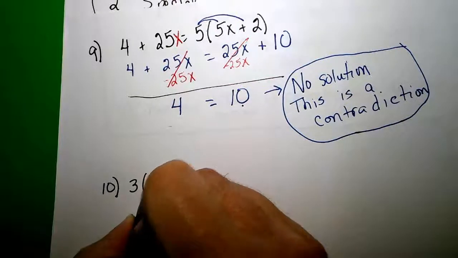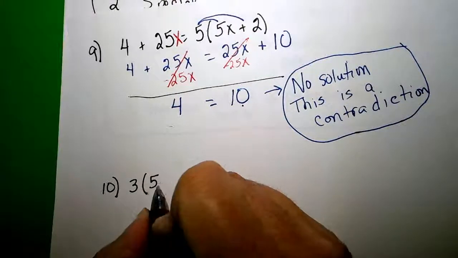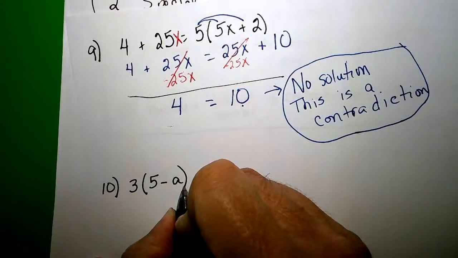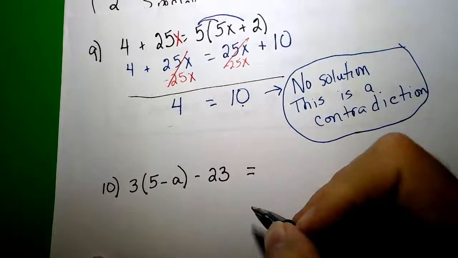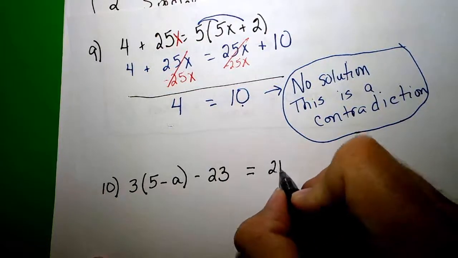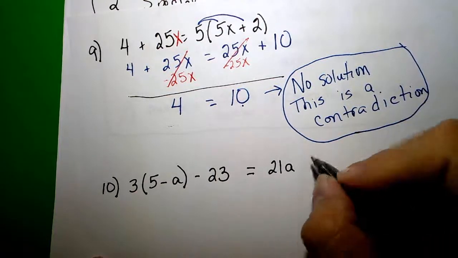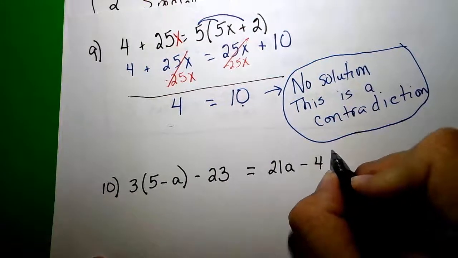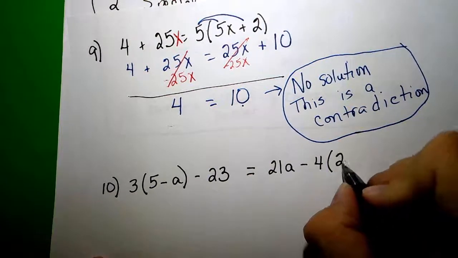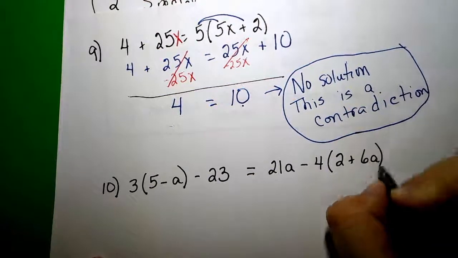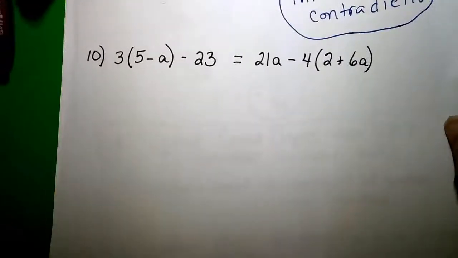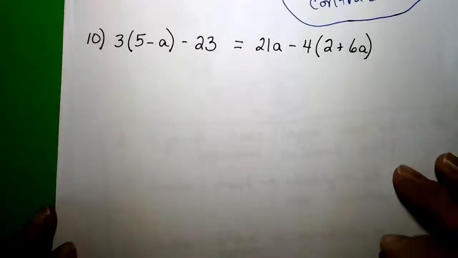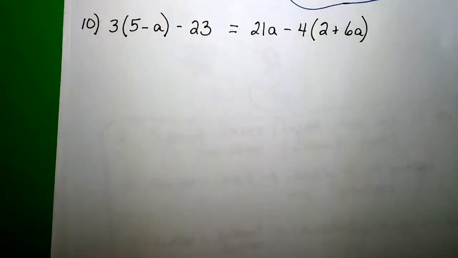3 times 5 minus a, minus 23 equals 21a minus 4 times 2 plus 6a. Ooh. And this one is certainly pretty involved looking, isn't it?